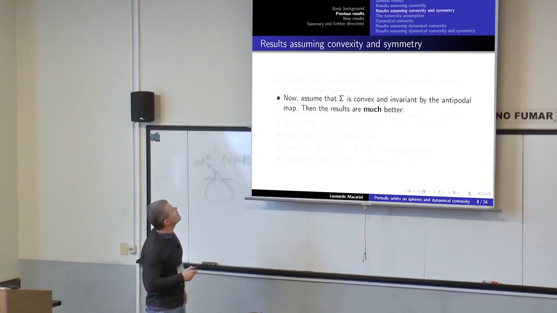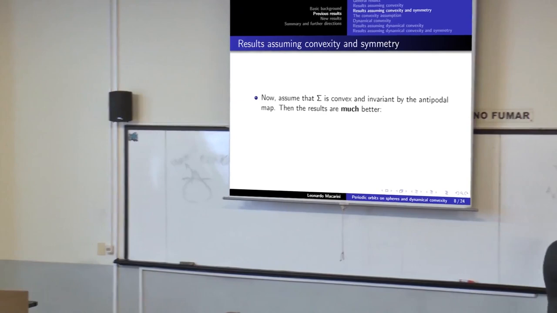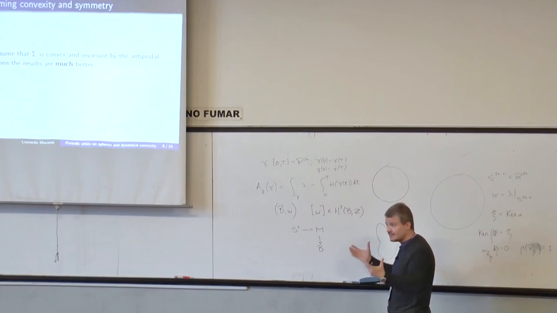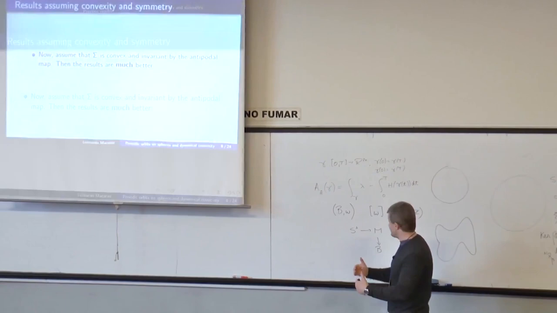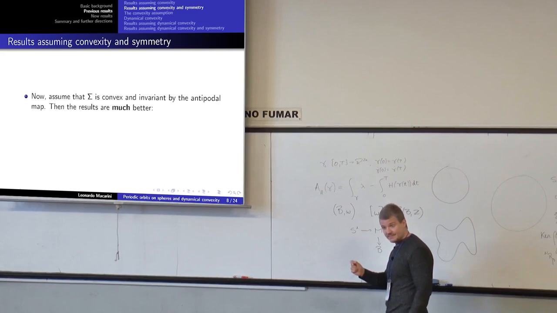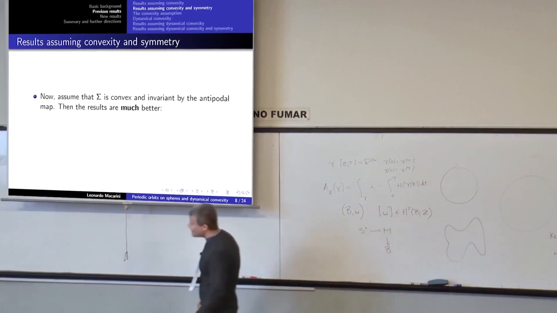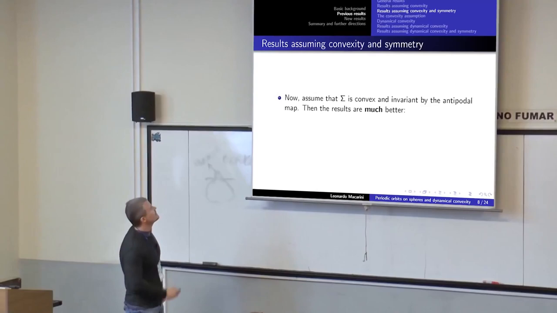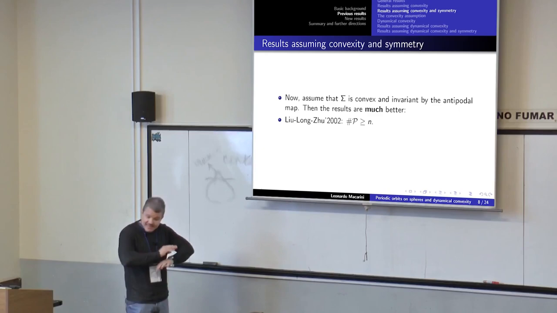So we started with star-shaped, with something general, and then we restricted to the convex case. And now we impose another restriction, namely, we suppose that sigma is invariant by the antipodal map. So it's convex and symmetric in the sense that it's invariant by the antipodal map. Then it turns out that the results are much, much better. You can prove that you have at least n closed orbits, only assuming that it's symmetric and convex, without any non-degenerate assumption.